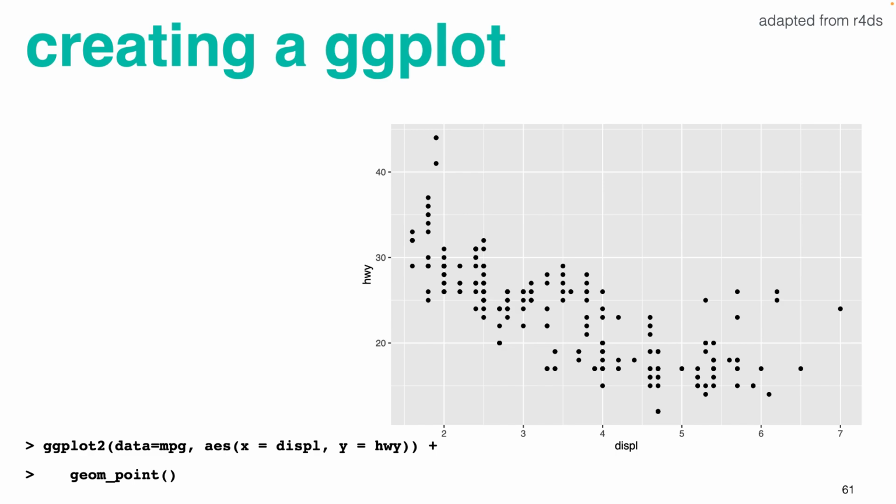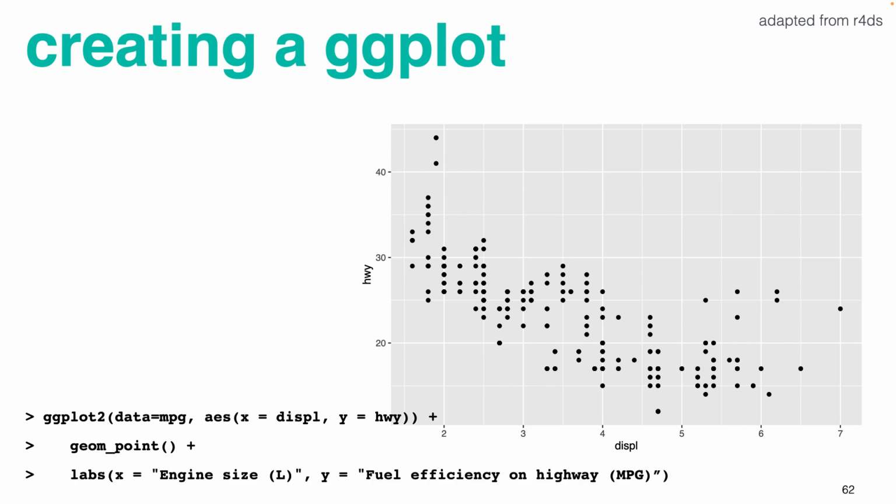Now, of course, we're missing something. What's a critique you have of this plot? So right, the title. We're missing a title, and we're missing the labels on the axes, right? So to add those, you can use the labs function. And so here you can say the X label is engine size, and the Y is fuel efficiency on the highway in miles per gallon, because I believe this data set is American.